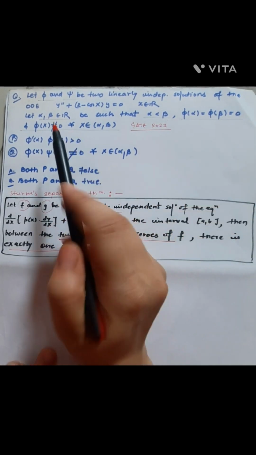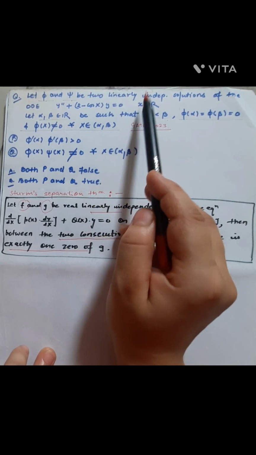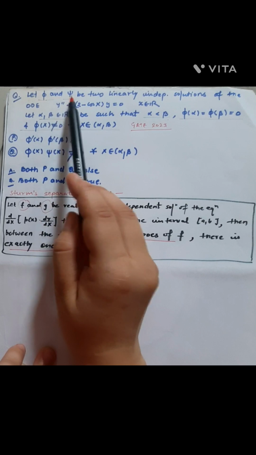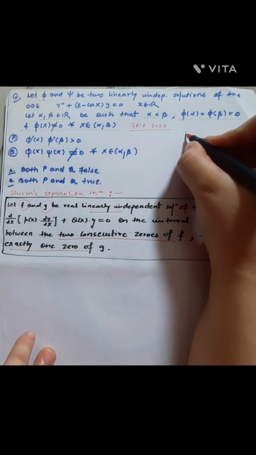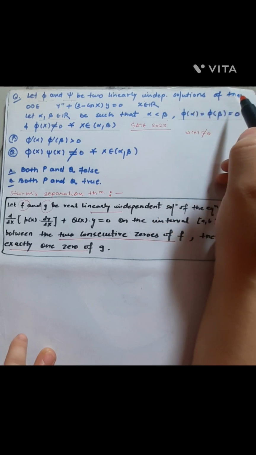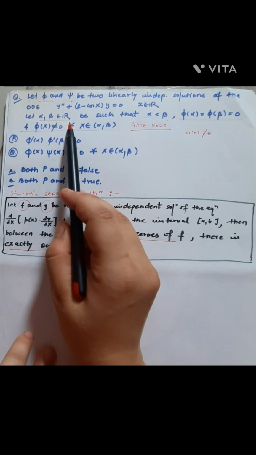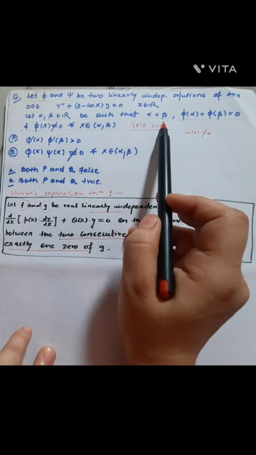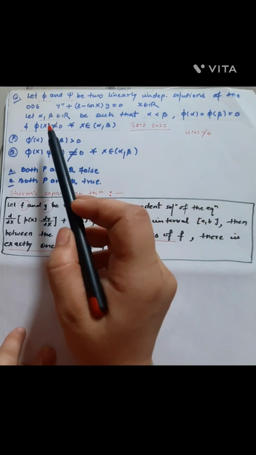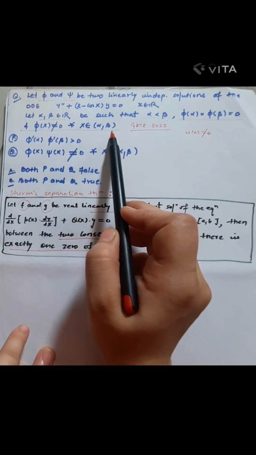The question is, we are given phi and psi as two linearly independent solutions. How do we check? The Wronskian of this and this is non-zero, right? And we are given alpha and beta, any real numbers such that alpha is less than beta, and phi of alpha and phi of beta are 0, and phi of x is non-zero for all x belonging to (alpha, beta).